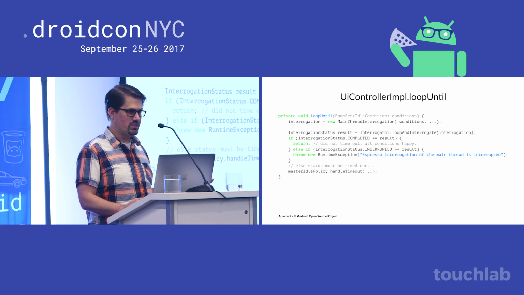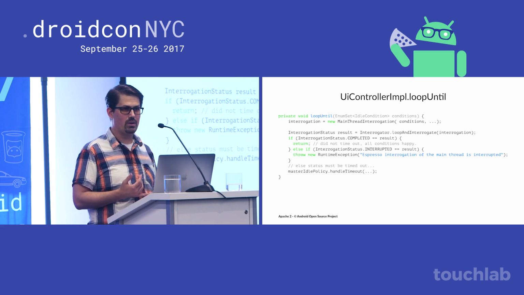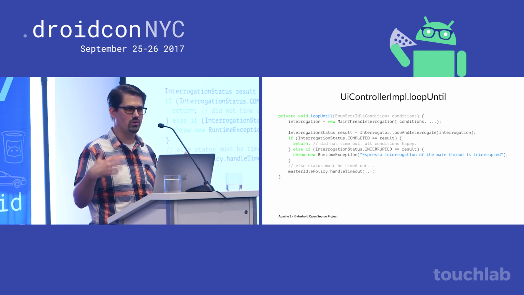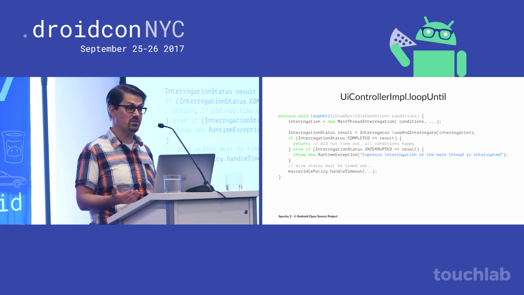So that returns a result, and the result is one of three things. Either you got interrupted, somebody's interrupted your thread, and you're just going to throw an exception because you couldn't loop until the conditions were met. So you're just done at that point. Or you call the idle policy and you say, handle this timeout. Usually that will fail your test when it times out. Or it completed successfully. In that case, this method can just return. It looped the main thread, the conditions were met, it can just return.